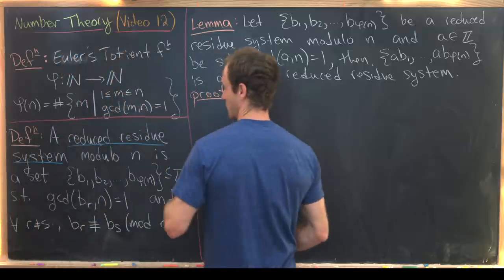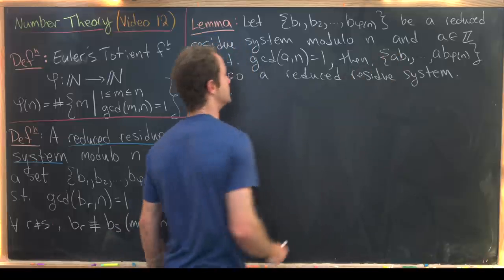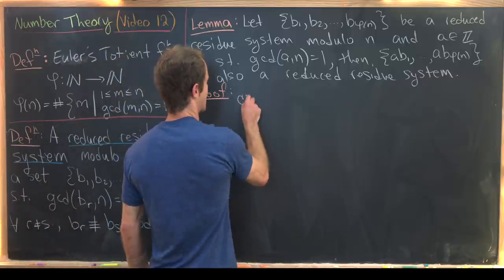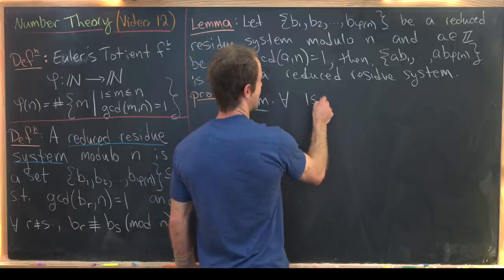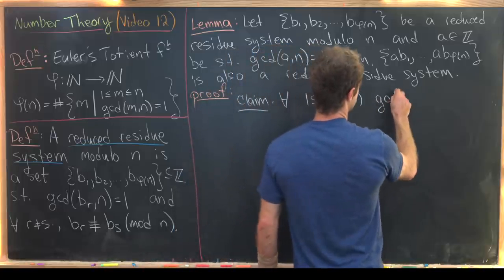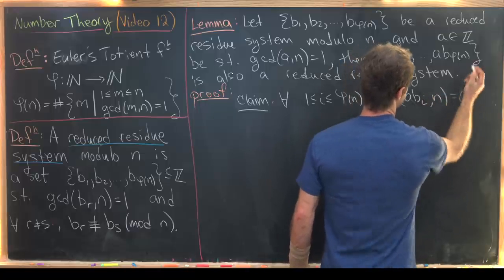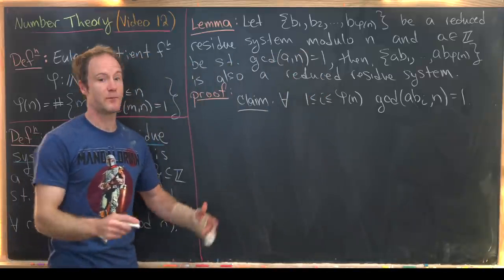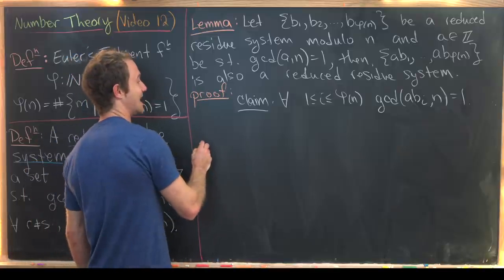Okay, so let's see how this proof goes. The first thing that we want to show is that the GCD of any element from this new set with n is 1. We'll do that with a little claim within the proof. For all i between 1 and phi(n), we want to show that the GCD of a b_i with n is equal to 1. Great. So that's one condition of being part of a reduced residue system. We're going to do this by contradiction.